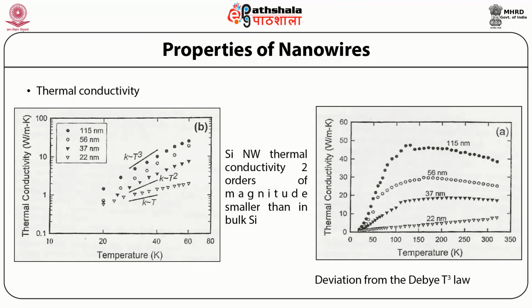So these two are the variation of thermal conductivity. That is, the first graph shows the variation in silicon nanowire thermal conductivity, two orders of magnitude smaller than in bulk silicon. The graph below shows the variation of the thermal conductivity with temperature, where there is a deviation from the Debye T cube law.